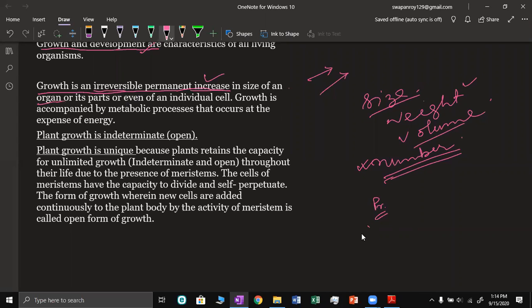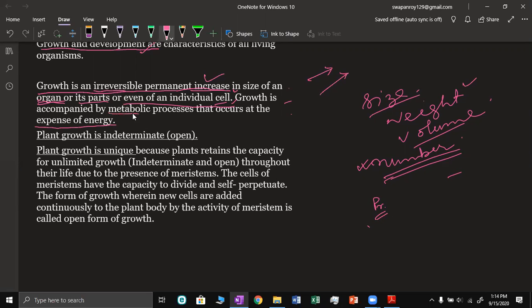In a plant, there are different organs: root, stem, branches, leaf, flower, fruit, seeds. So this happens in either of its organs or parts of the plant, or even the entire individual and the individual cell. This is what happens in growth. Along with this, there is expenditure of energy, and the process of growth is a metabolic process.